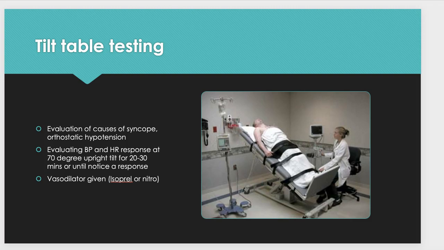And this really kind of tricks the body, it pulls the blood to the lower extremities. The heart should compensate, however, for some causes of syncope or neurocardiogenic issues, the body is not able to adapt to those changes.